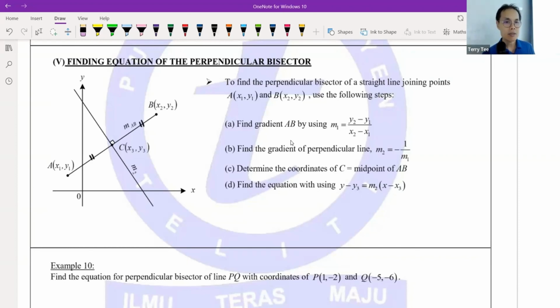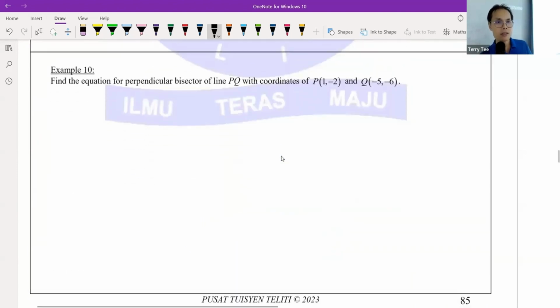All right, it must be passing through the midpoint. So you find the gradient m1, you find the gradient m2, right? And then you use the midpoint, coordinate point C, and then you form the equation of perpendicular bisector, okay? All right, so let's look at this. Now, for me, I always do a rough sketch. Let's say this is your P, (1, -2), this is your Q, (-5, -6).